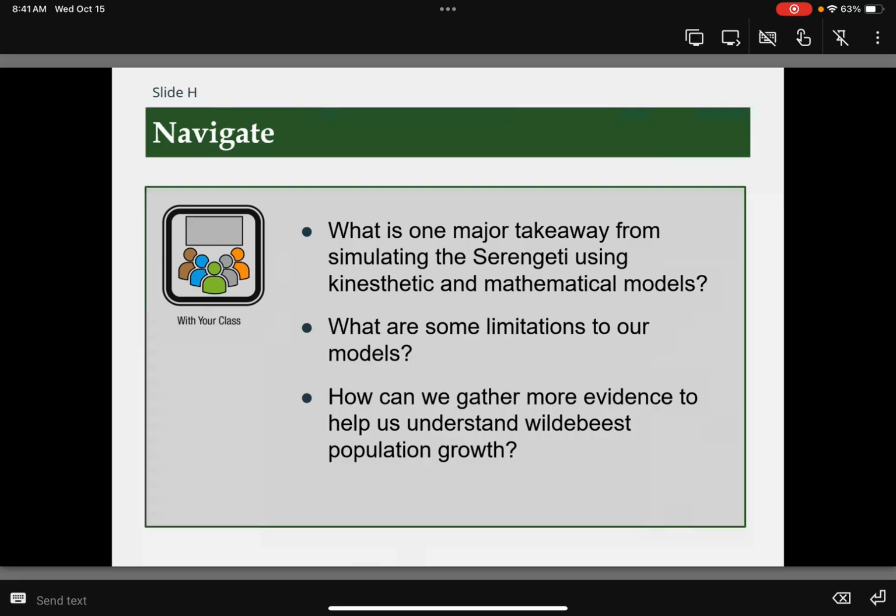If the wildebeest are greater than the number of grass, the wildebeest that can't get food will die. Use evidence from where they actually did it. More grass, more wildebeest. Less grass, less wildebeest. More wildebeest, less grass.